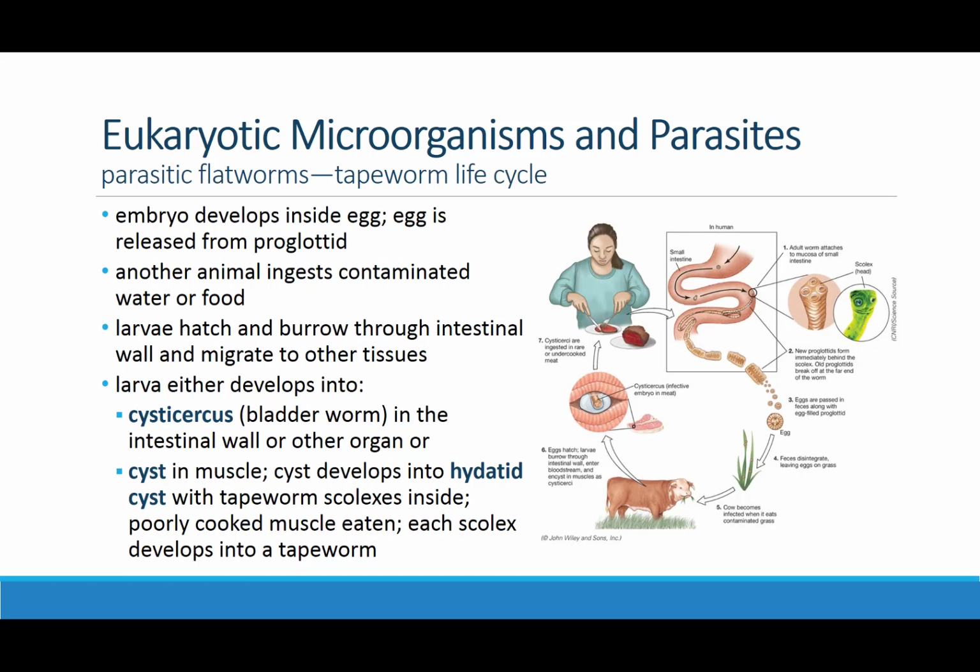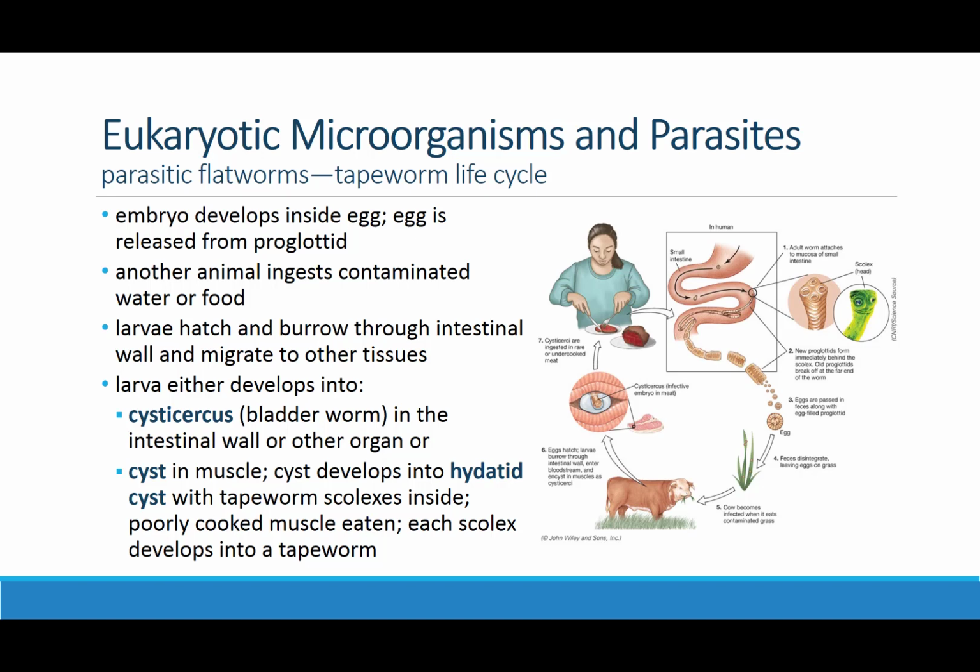Okay, so here's the tapeworm life cycle, and this, remember, is one of the life cycles that I wanted you to know. So the embryo is developing inside an egg, and the eggs are released from the proglottid either in the digestive system or after the proglottid is passed out of the digestive system with feces. Some other animal then ingests water or food that's been contaminated with these eggs. So, for instance, the cows, if they're out there munching in the field and there's cow poop laying around, then cows are very likely to get reinfected with contaminated grass as they're eating.